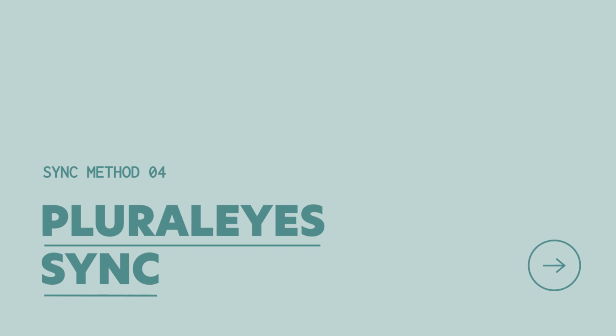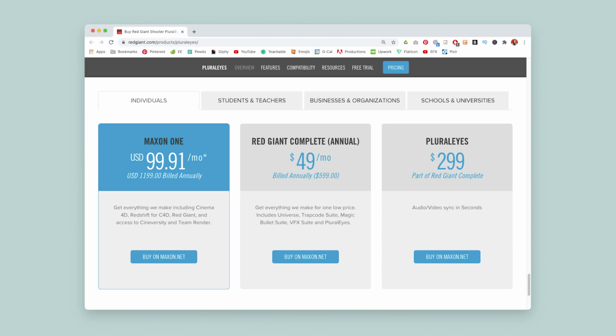And so that brings me to the 4th and final way to sync your footage, which is by using a separate software that we talked about earlier called PluralEyes. This is the method that I always use to sync footage, but before I show you how I do it, I have an introductory disclaimer, and that is that PluralEyes ain't free. At the time of this recording, it cost $299.